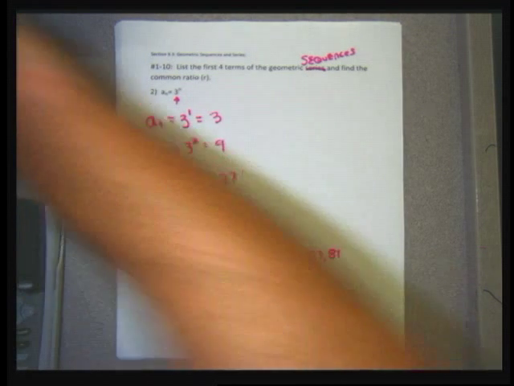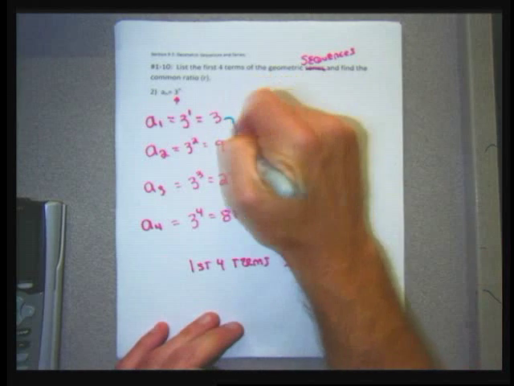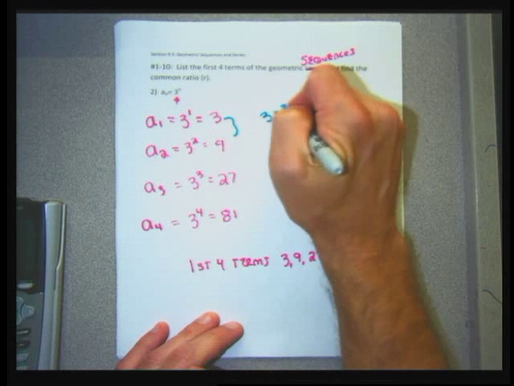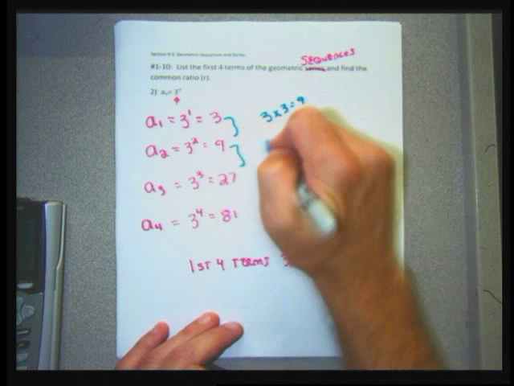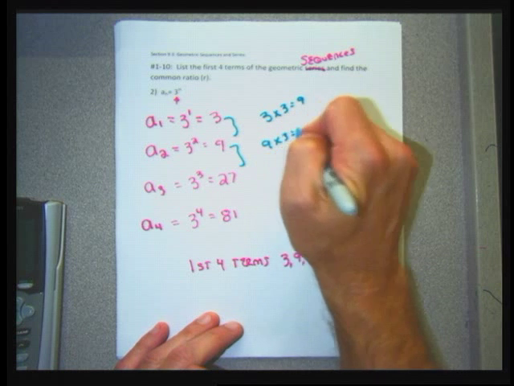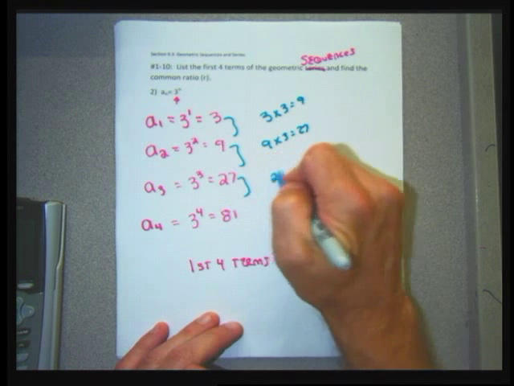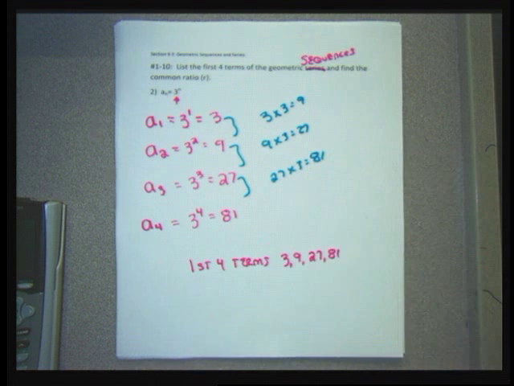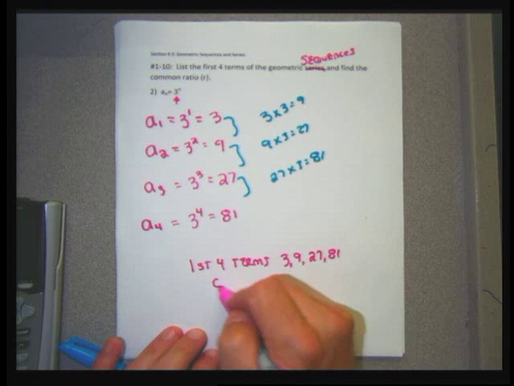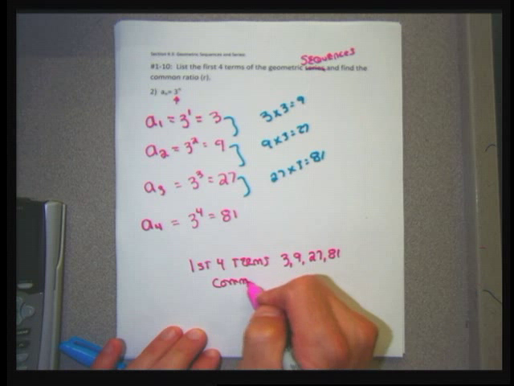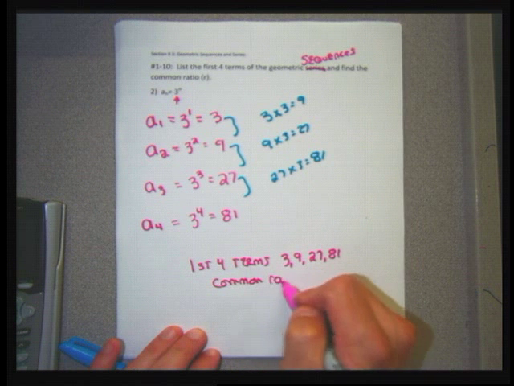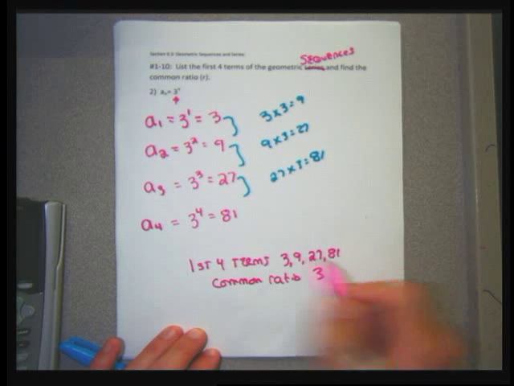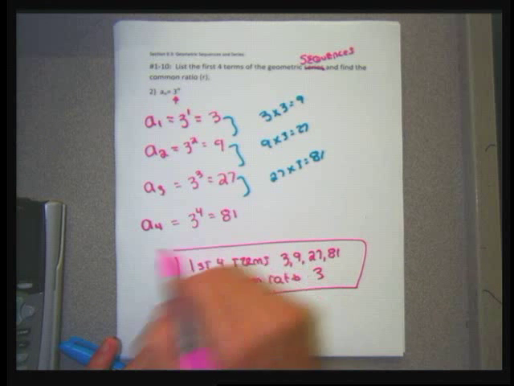And because to get from 3 to 9, and to get from 9 to 27, and to get from 27 to 81, you have to multiply by 3 to get from one term to the next, we say the common ratio is 3, because that's what you have to multiply by to get from one term to the next. And that's all that's asked for in this problem.